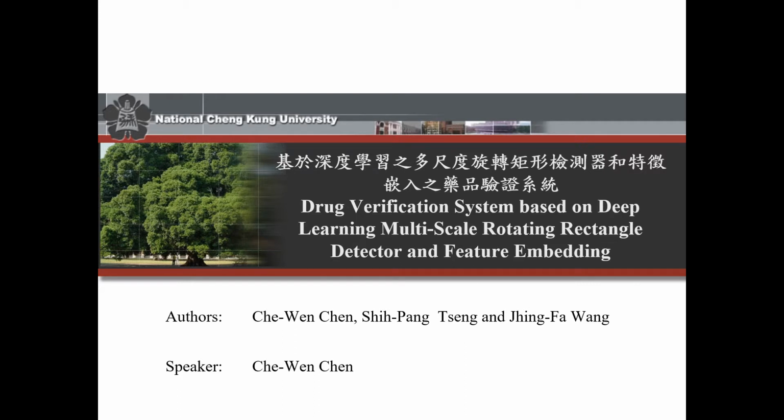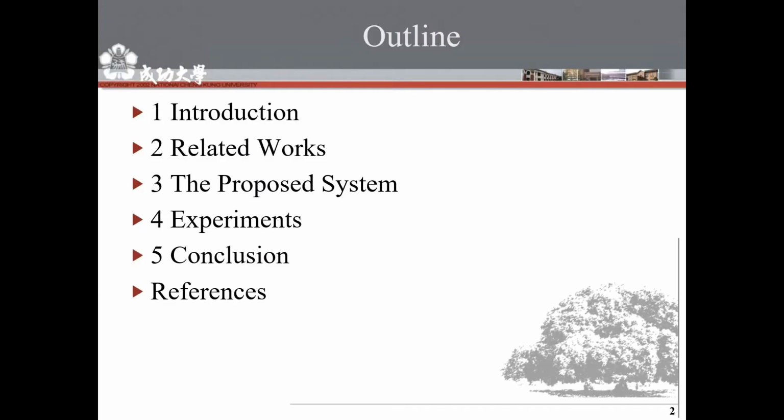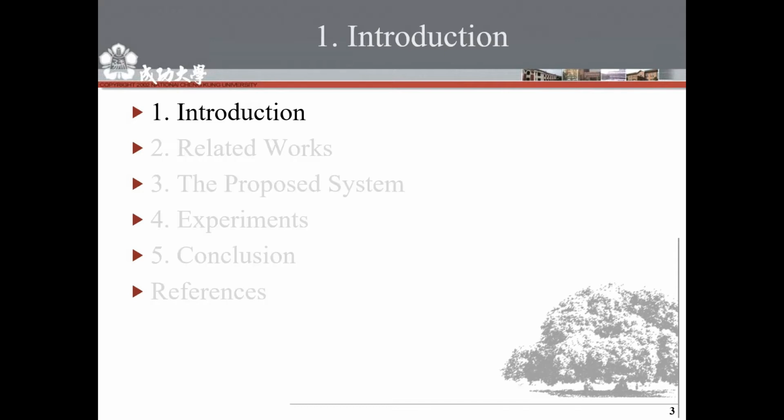This paper is titled Drug Replication System based on Deep Learning Multi-Scale Rotating Re-encode Detector and Feature Embedding. The other authors are Zheng Bang and Junfa Wang. I'm the speaker, Joan Chen. This is our outline, including introduction, related work, the proposed system, experiment, and conclusion. And the first is the introduction.